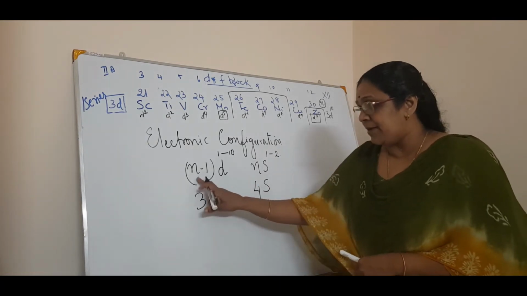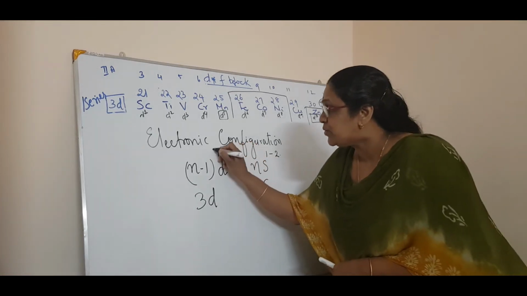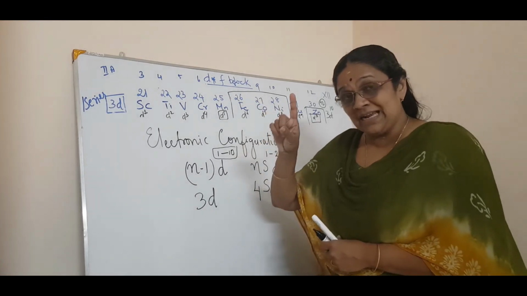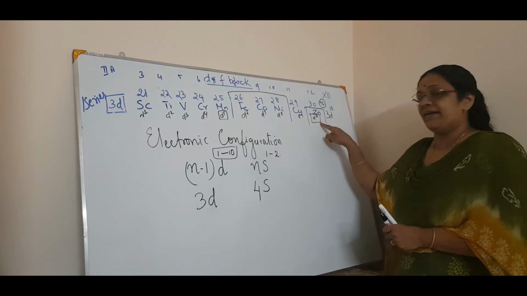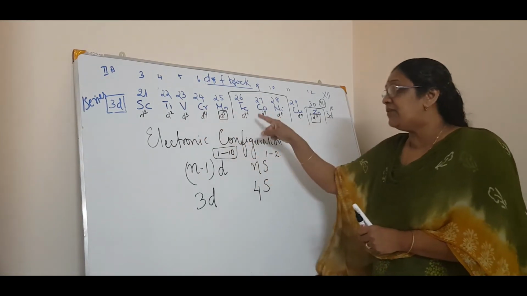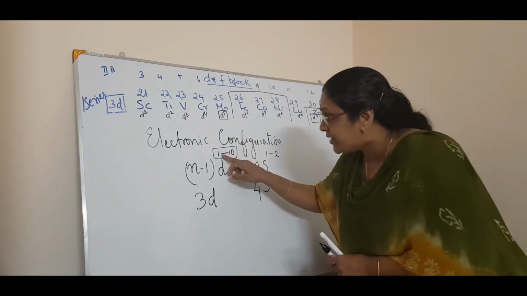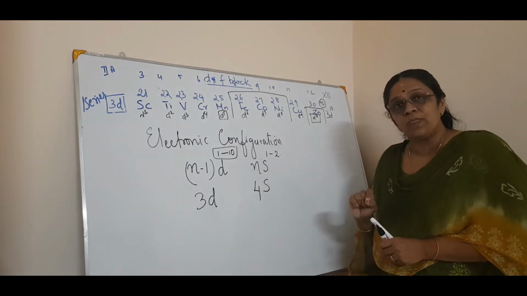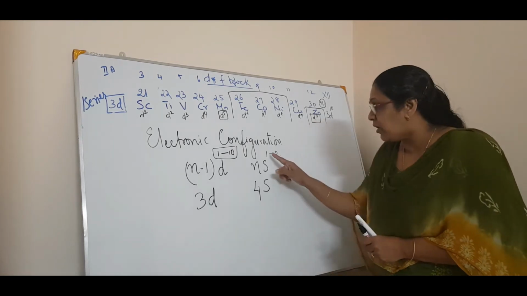So, if I say (n-1)d, ns 1 to 2, what does this 1 to 10 represent? It means the electrons are going into d1 up to d10. So it can have the values d1, d2, d3, d4, d5, d6, d7, d8, d9 and d10. That is why we said 1 to 10. Correct? Now what is ns 1 to 2? You know how many electrons are there in the s orbital? Only 2. So that is why we call it 1 to 2.